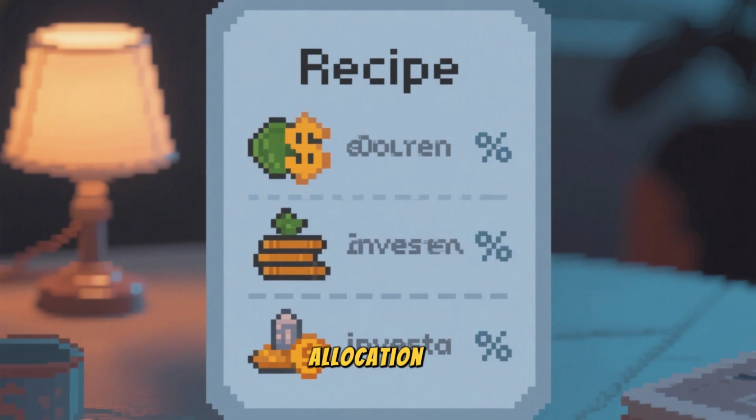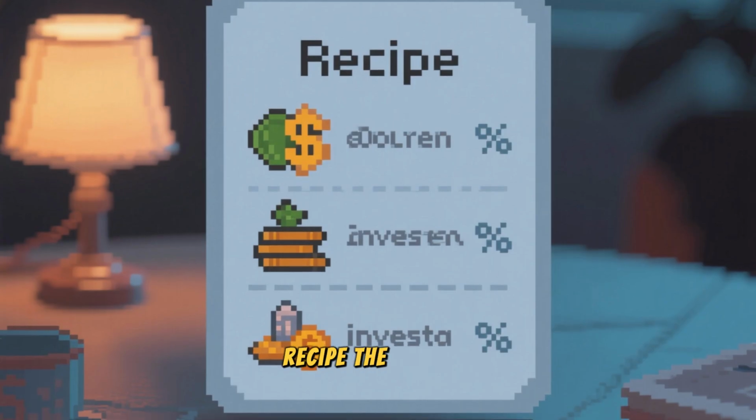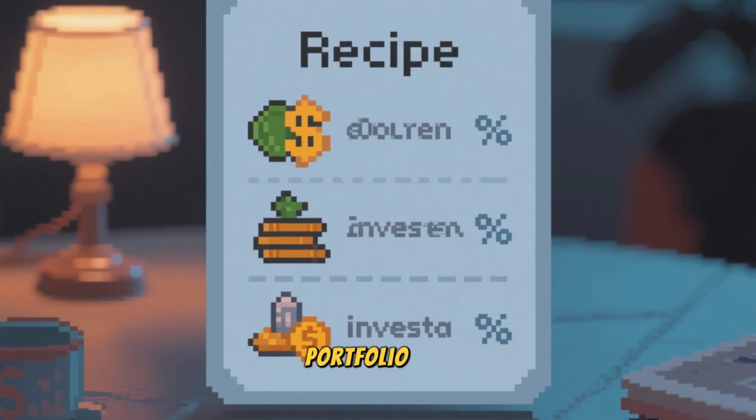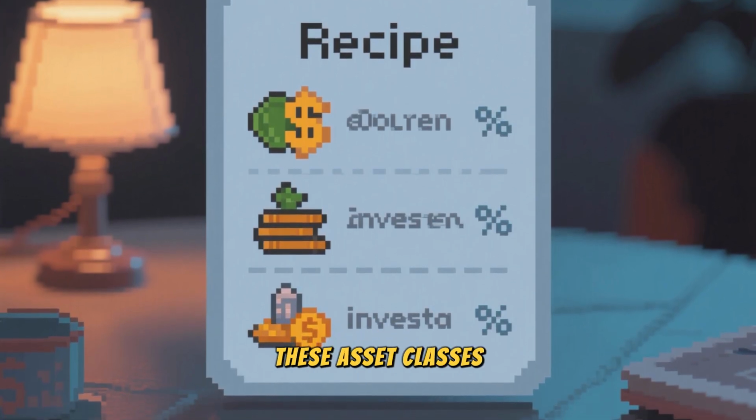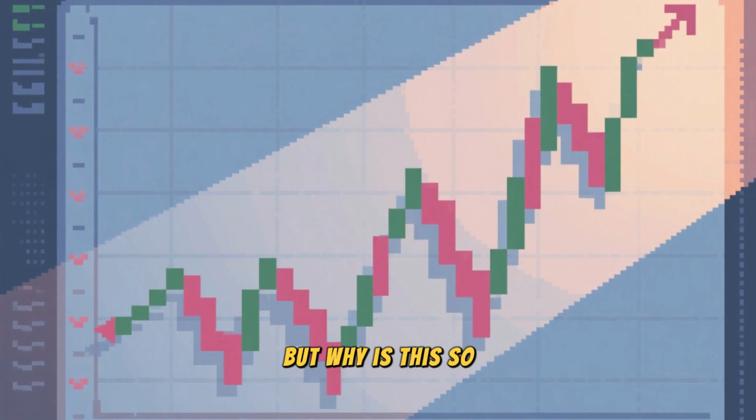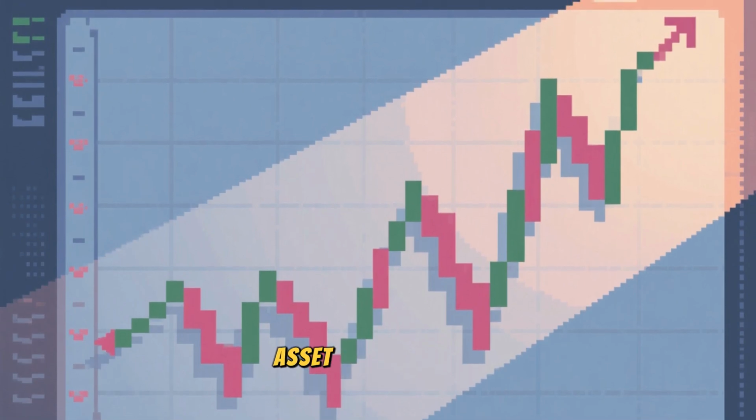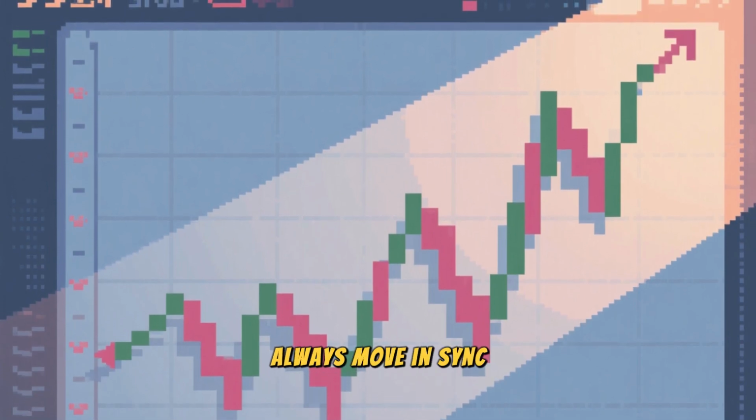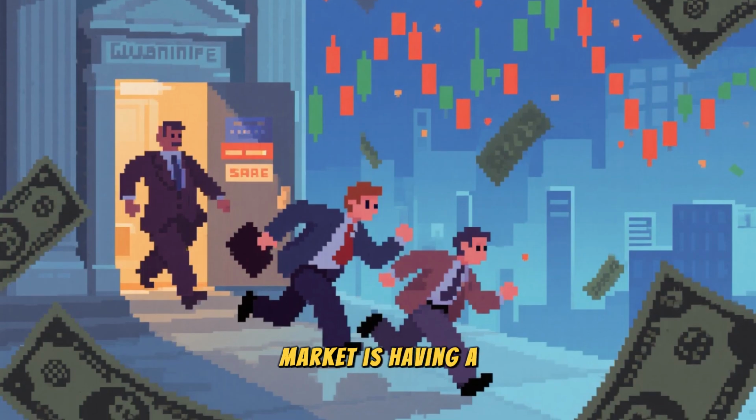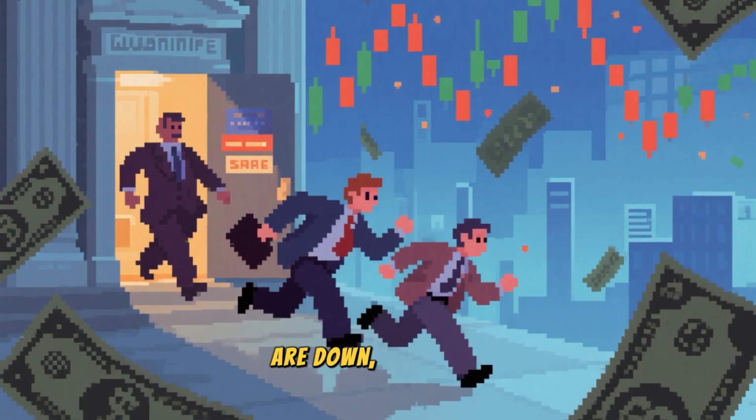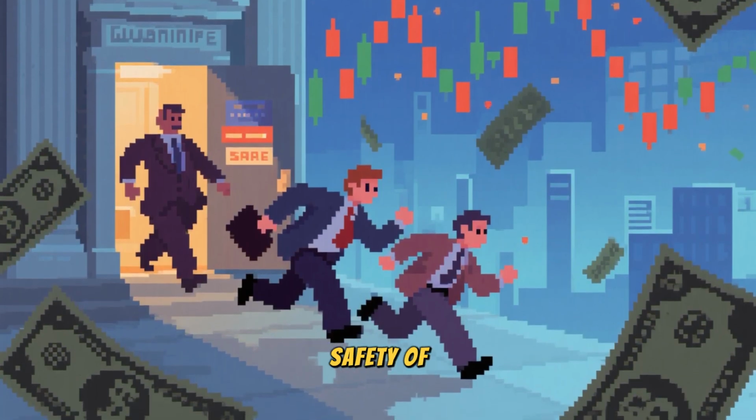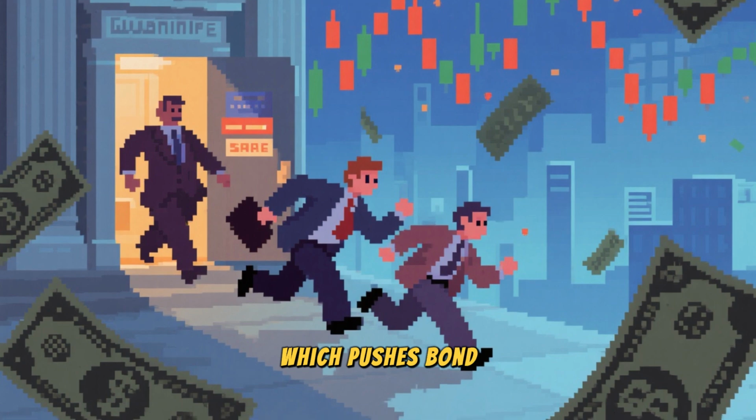So, asset allocation is simply your investment recipe, the specific percentage of your portfolio you dedicate to each of these asset classes. But why is this so important? It's because different asset classes don't always move in sync. When the stock market is having a bad day and stocks are down, investors often run to the safety of government bonds, which pushes bond prices up.